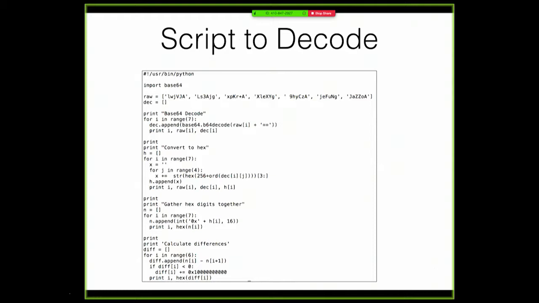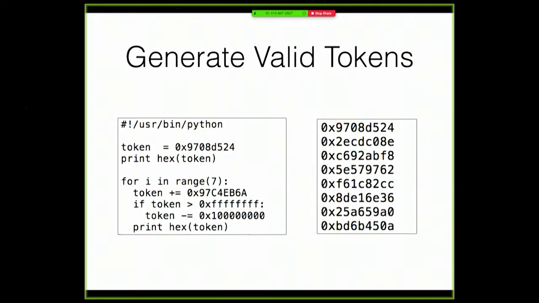This is the thing that decodes it in Base64, and then just adds a number and calculates the next one. It's quite easy to do in Python or any other programming language. So you can now generate valid tokens. Run them off here, and here's a nice simple Python script that does it. You really don't have to do much.